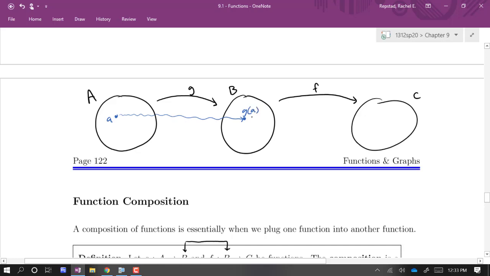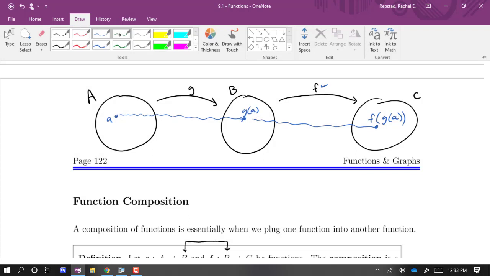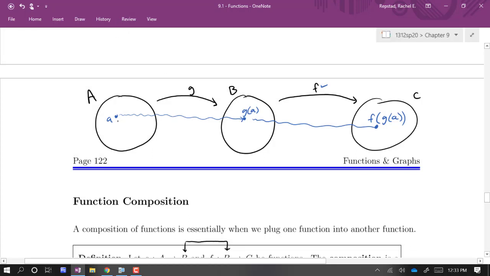But now G of A itself is in the set B, which means I can apply F to it. So once I apply F, that'll send me somewhere in C. So I've applied F to the value G of A. And that's F of G of A. And we say that once I put these functions together, I basically created a new function that maps from A directly into C. And that is the composition F of G.